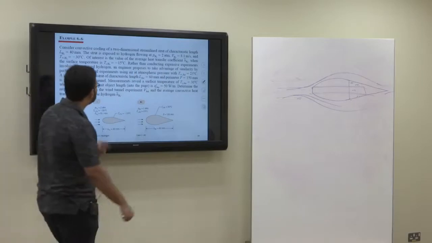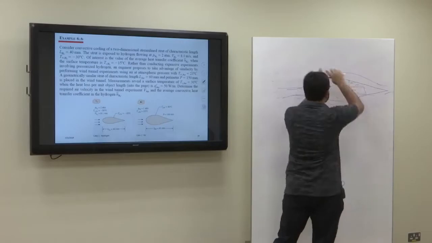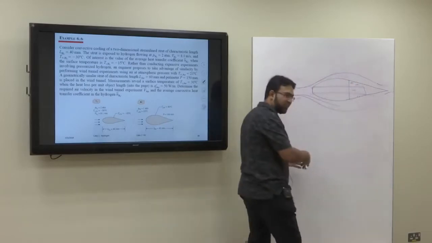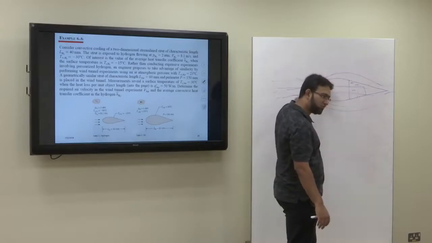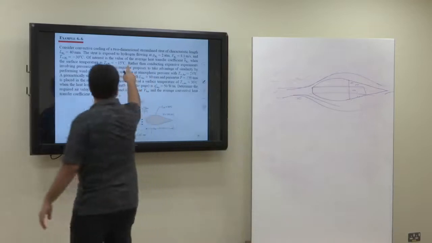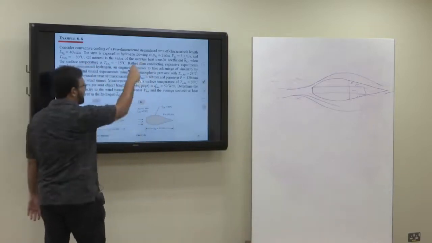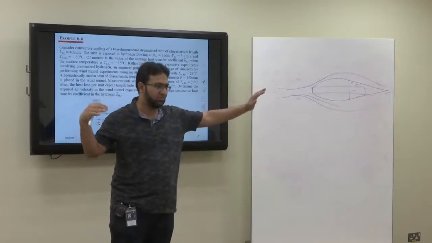That's why I said two-dimensional. Two-dimensional means this shape is there on a plane. The third dimension is the length, but the cross section is the same throughout the length. So on a plane it's a two-dimensional streamlined strut. A strut is anything which has a certain length.